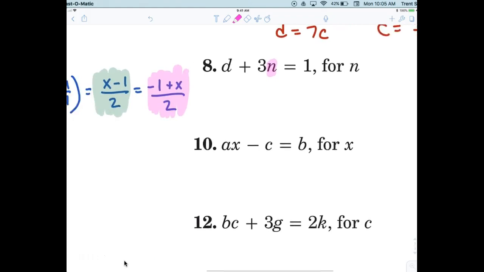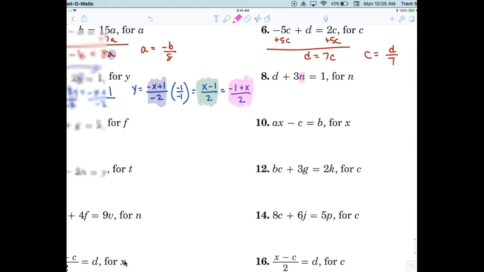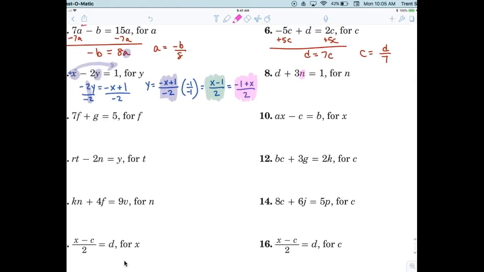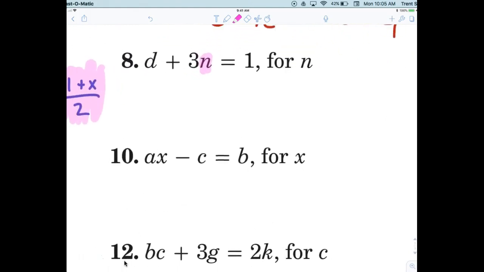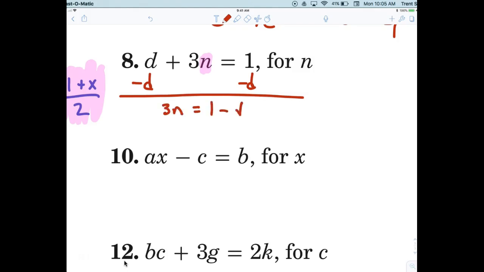Now, dividing by 3 would be what a lot of people think is first. But remember, we always have to undo the addition and subtraction first. You with me? So over here, I wouldn't divide first, I would do what first? Yes. Very good. We're going to subtract D. Now I have 3n is equal to 1 minus D.